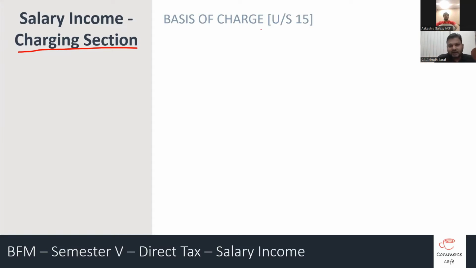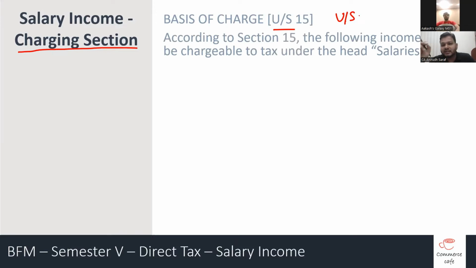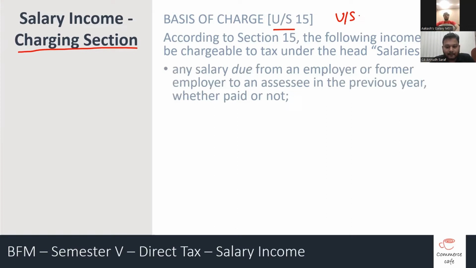Remember, I told you whenever we are studying a law, you see this U/S. It's a short form for under section. So basis of charge under section 15. According to section 15, the following income shall be chargeable to tax under the head salaries. So first point, any salary due from an employer or former employer to an assessee in the previous year.